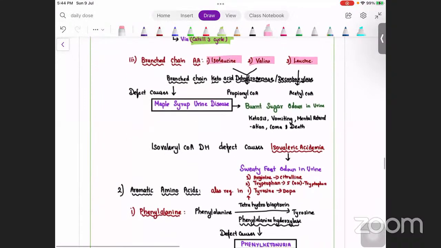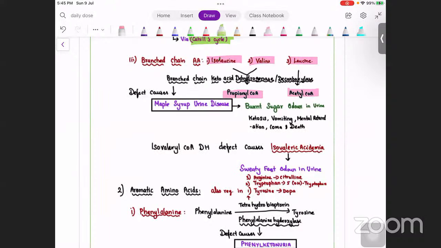Speaking about that, we keep isoleucine and valine together and leucine as separate, and they can be converted into their respective acyl CoA. Isoleucine and valine can yield propionyl CoA, while leucine can yield acetyl CoA. So this entire conversion is happening in many steps.